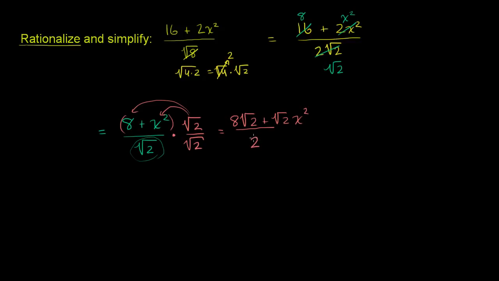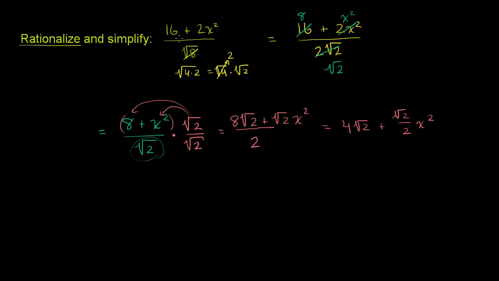Or if you want, you could break it up. You could say that this is the same thing as 8 square roots of 2 over 2, which is 4 square roots of 2, plus square root of 2 x squared over 2. So plus square root of 2 over 2 x squared. So depending on your tastes, you might view this as more simple or this as more simple, but both are equally valid. Now I said there's multiple ways to do this.